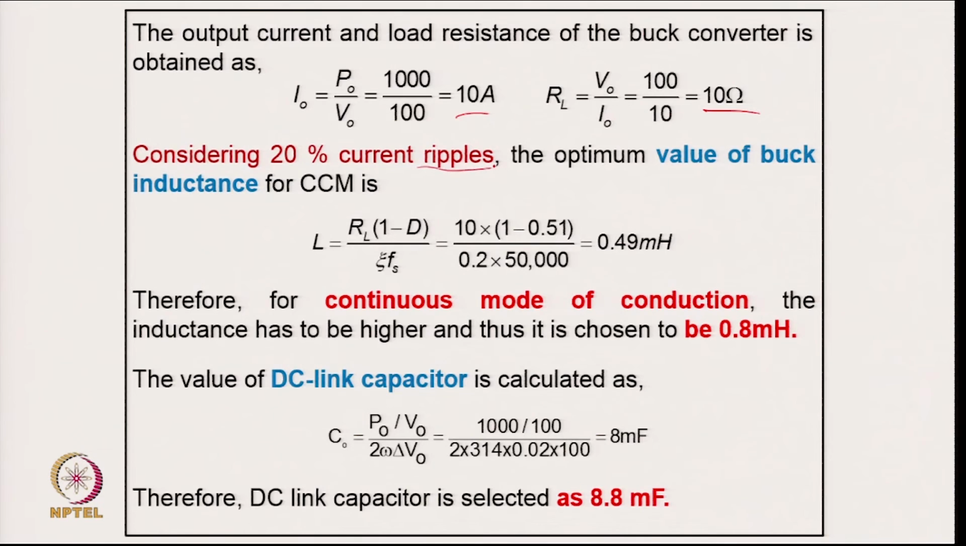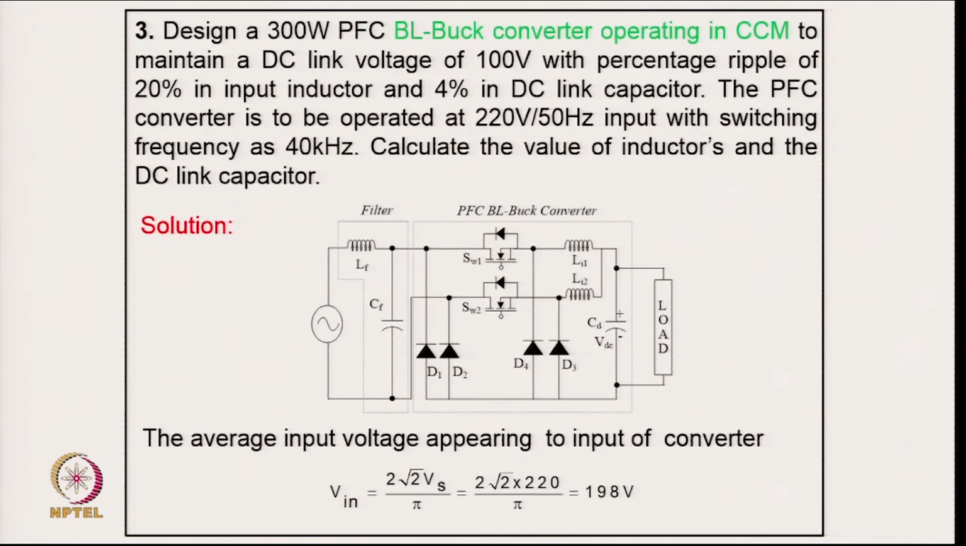we have, considering 20% current ripple, the optimum value of inductance can be calculated from this relation, and to be in continuous conduction mode it should be higher than this, so we select a little higher than 0.8 millihenry, and the value of capacitor is calculated from this relation, output current divided by 2 omega into delta V, so it comes 8 milli. So, we select the next standard value of 8.8 millifarad.